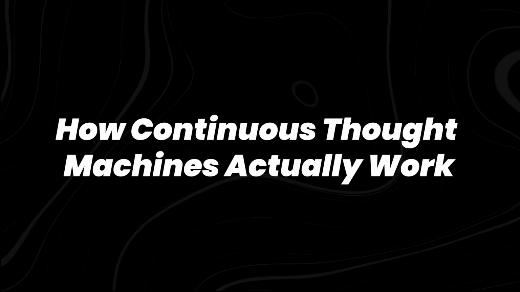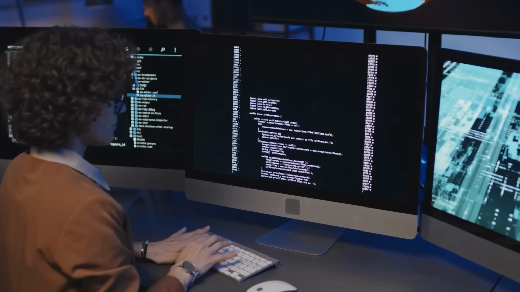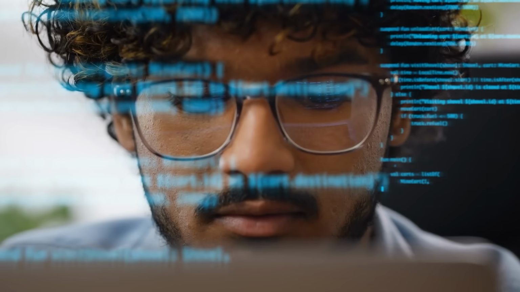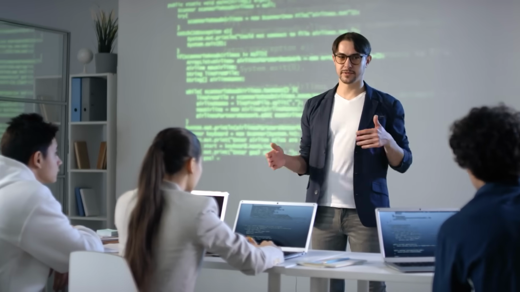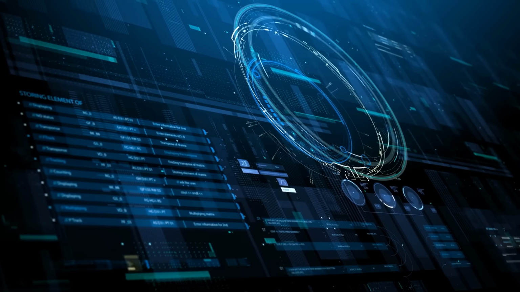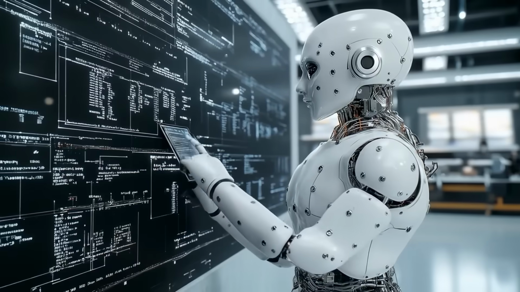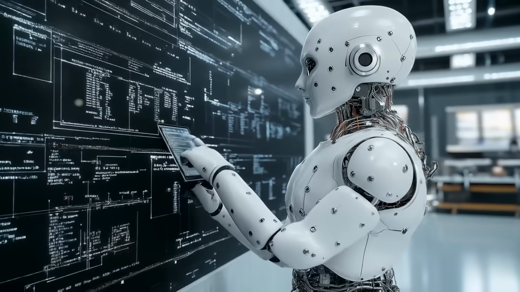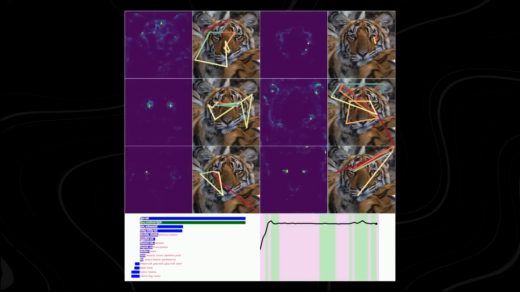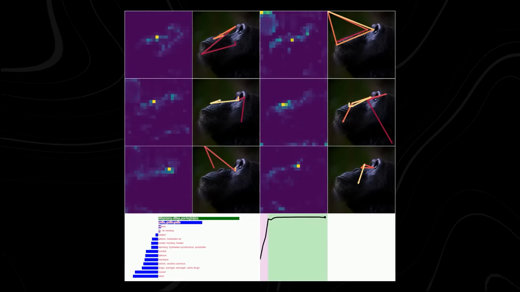How continuous thought machines actually work. Here's where it gets more technical, but also more revealing. Each CTM neuron maintains a short internal history, a record of when it last fired and under what conditions. That history informs its future behavior. The neuron uses that memory to decide whether to activate again in the current tick or stay inactive. Over time, these ticks form a sort of self-organized reasoning timeline.